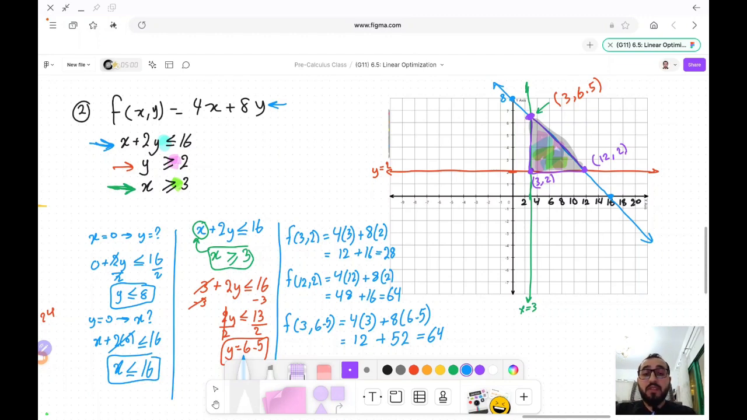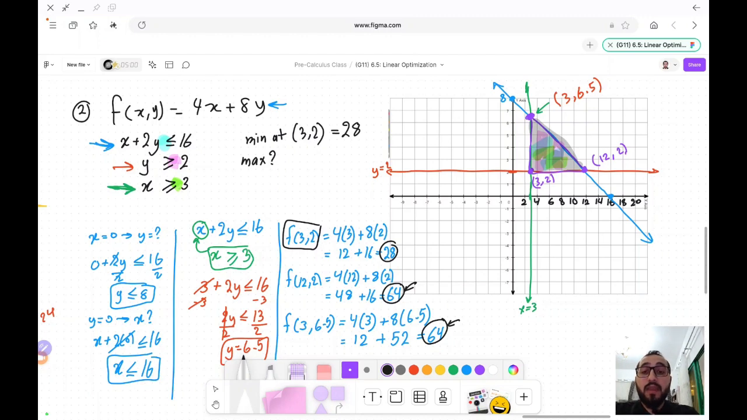Now if you check this question here, what is the minimum value? We know that the minimum value should be 28 at the point 3, 2. So the minimum at 3, 2 is equal to 28. But how about the maximum? If you check here the maximum, this one here is equal to 64, and also this one here is equal to 64. These 2 points are equal.